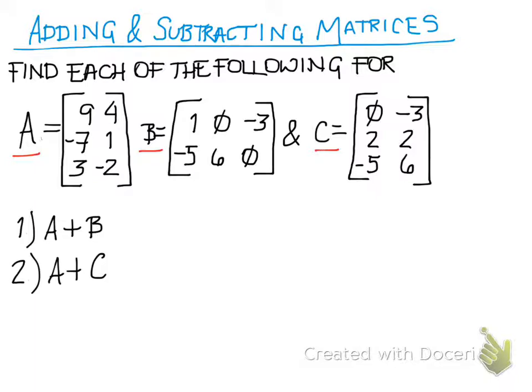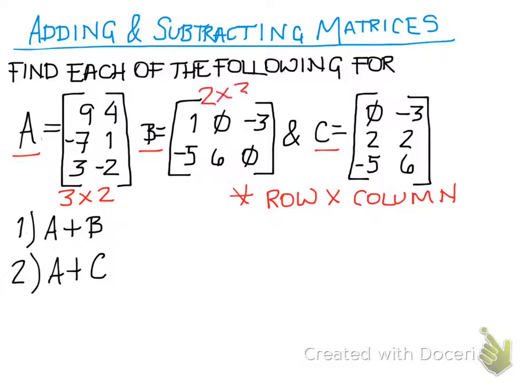Before we go to the actual addition or subtraction, the first thing we need to do is indicate the dimensions of each matrix. We label them by row and then column. So matrix A is 3 by 2, matrix B is 2 by 3, and matrix C is 3 by 2.